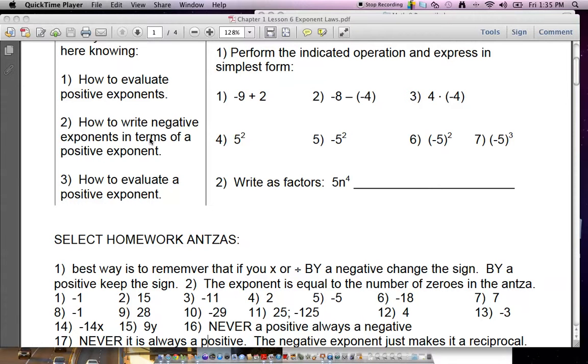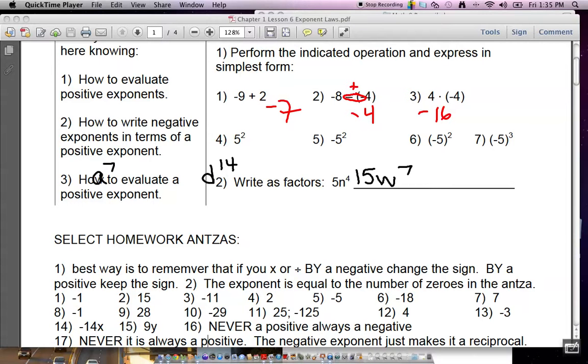Let's go through the Do It and see how you did on these particular questions. What's negative 9 plus 2? Nice. What's negative 8 plus 4? Nice. 4 times negative 4.